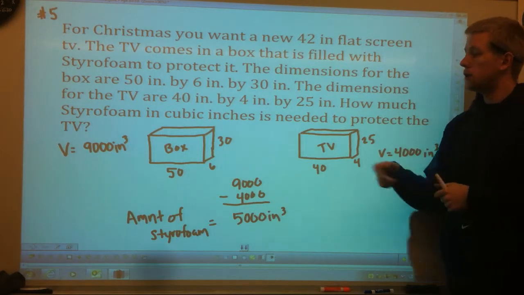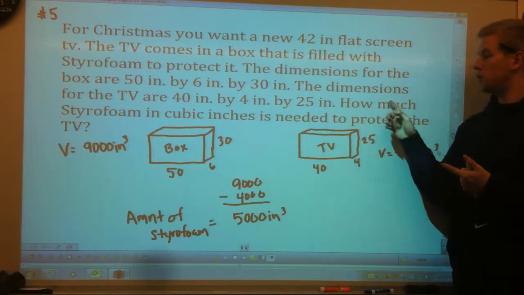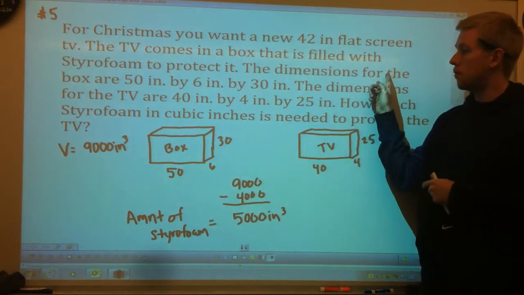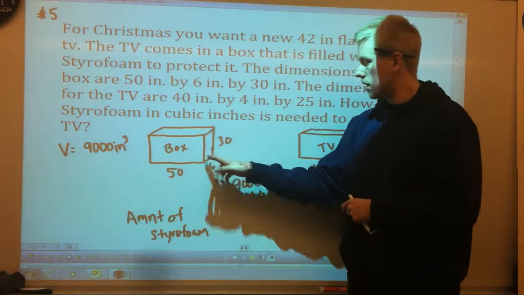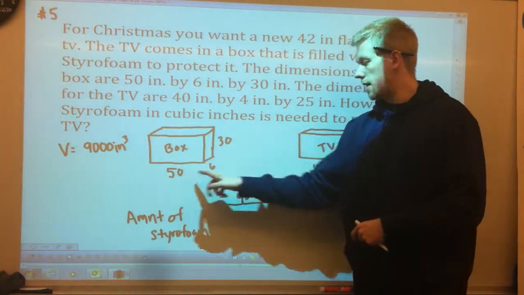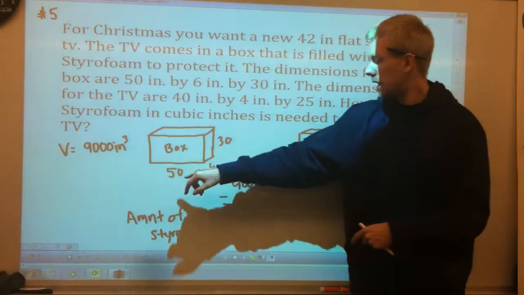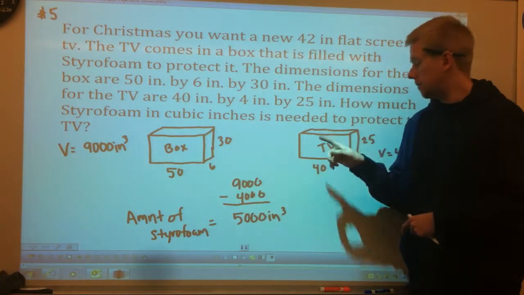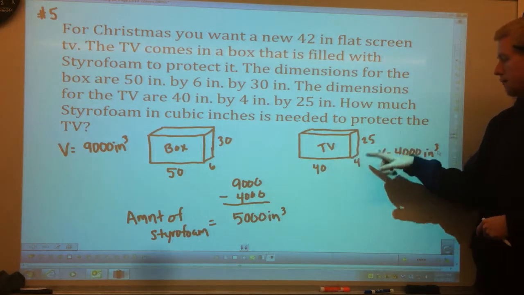So I've drawn two pictures. I would always suggest when you're given word problems, draw pictures of the shapes you're given. I know the dimensions for the box. A box is a rectangular prism. So I drew my box here and labeled the dimensions: 50 by 6 by 30. And for the TV, I drew a TV over here, and I had 40 by 4 by 25.